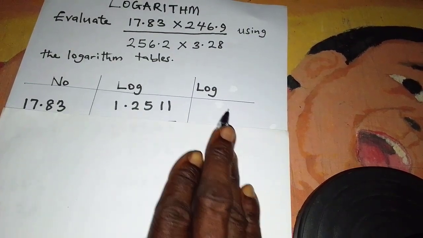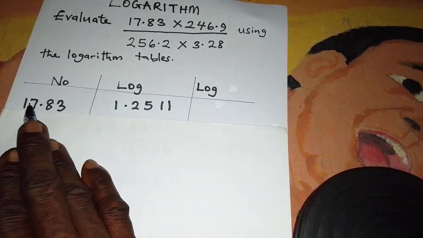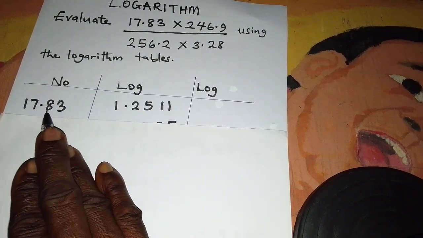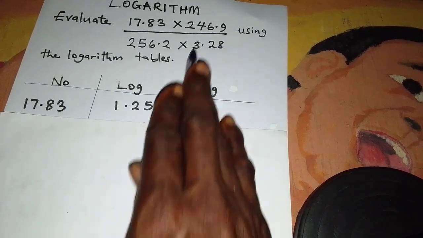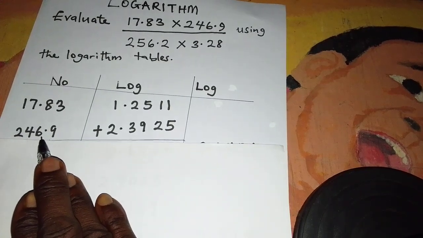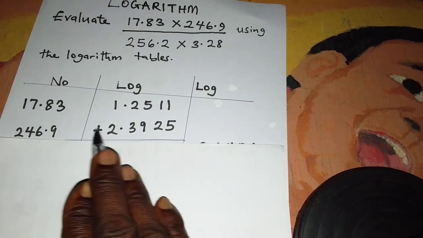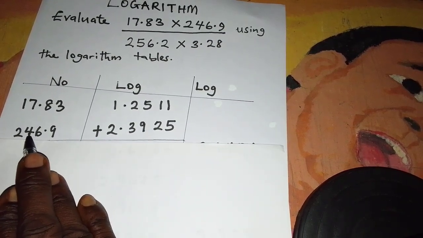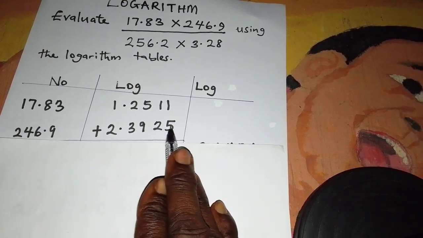So for the first number 17.83, you move the decimal point how many times? Once. So that means you have 1 point. You now look for the logarithm of 17 under 8, difference of 3. So that will give us what? 2511. Then the next number 246.9. So how many times will you move the decimal point? 1, 2. So that will be 2 points. So now look for the logarithm of 24 under 6, difference of 9. When you look for that, it will give us 3925.